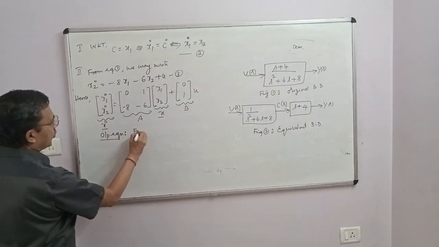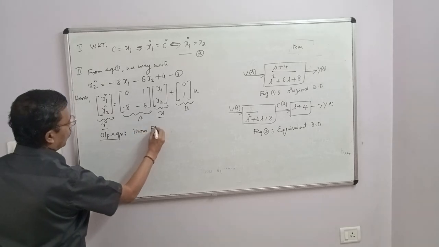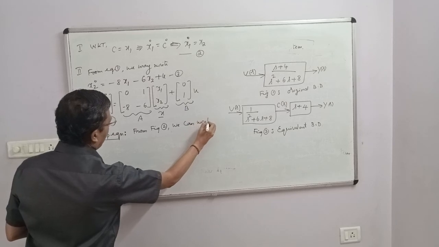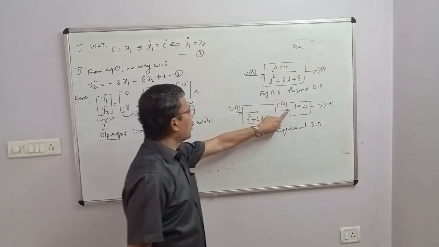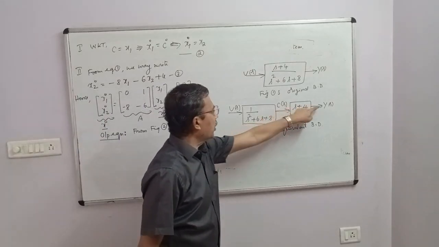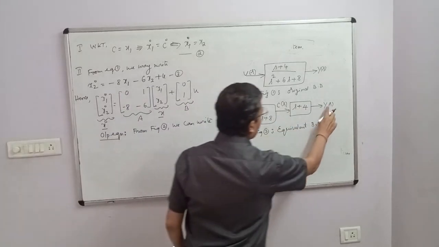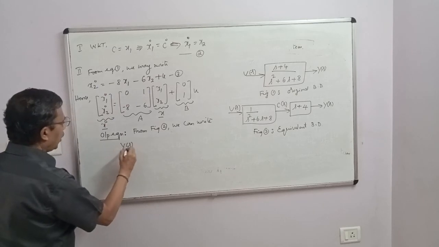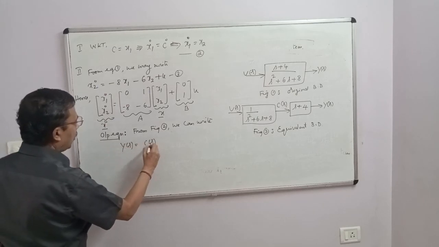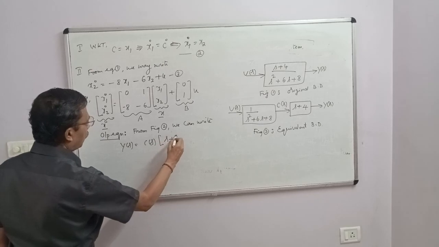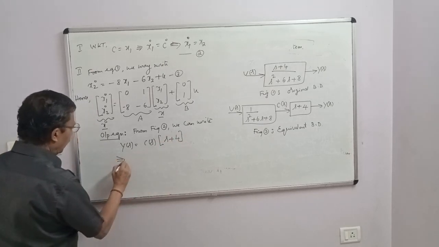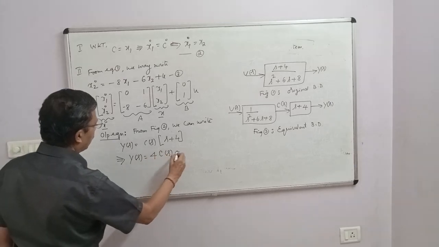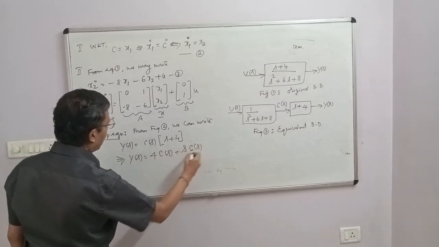From figure 2 we can write, input into transfer function equals output. This is output y of s. So y of s is equal to c of s multiplied by s plus 4. This implies y of s is equal to 4 into c of s plus s into c of s.